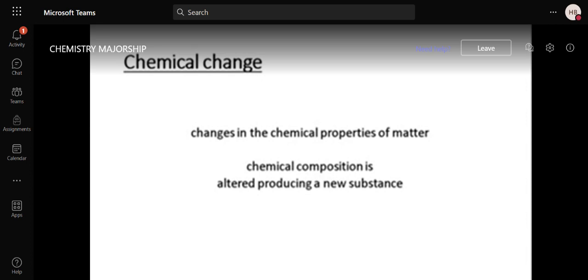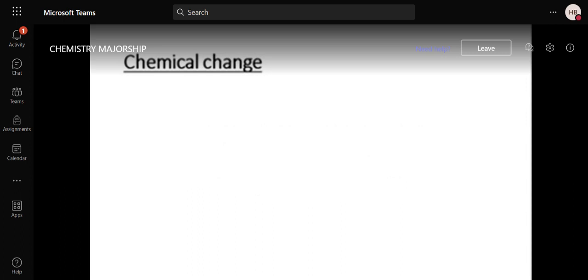Alright po? And for sure, once you observe these things from a specific substance, definitely, if you're going to, say, test that material for its chemical composition, it will be different from the original composition. Okay ba? Alright. So, that is your chemical change.